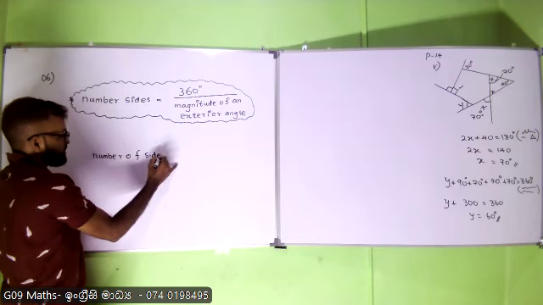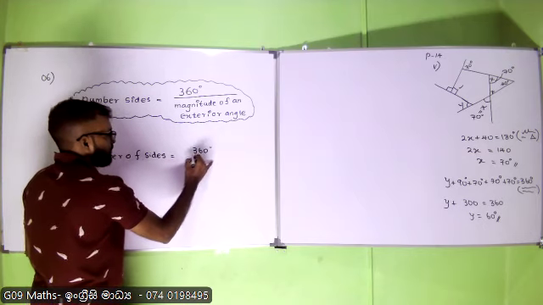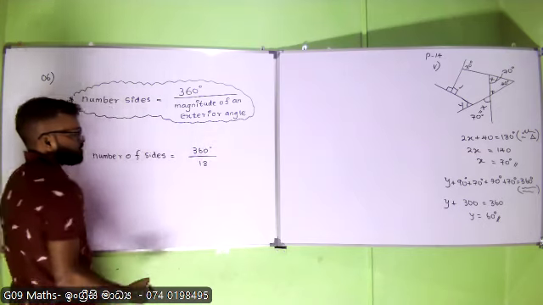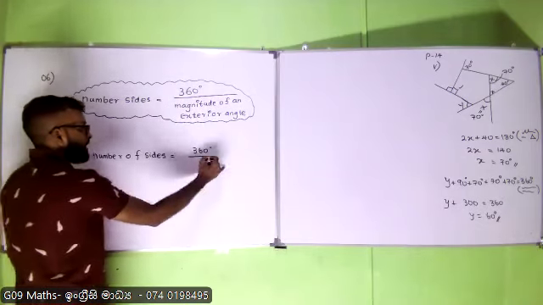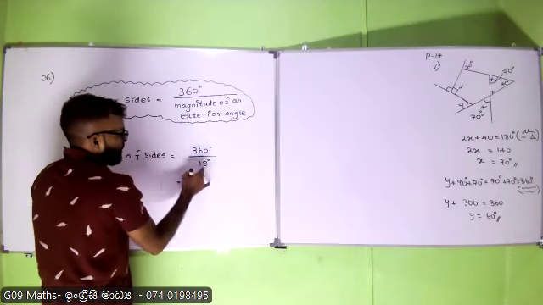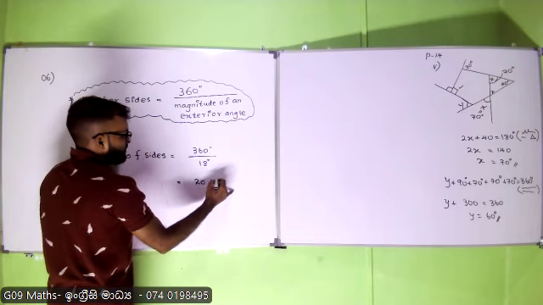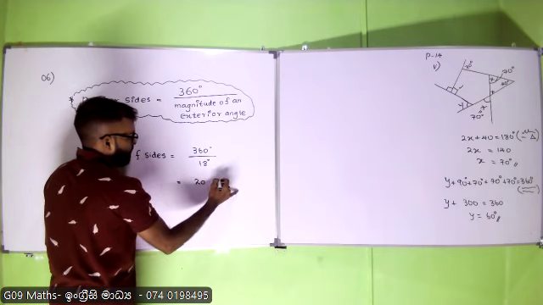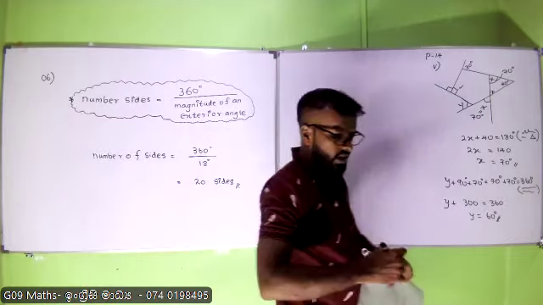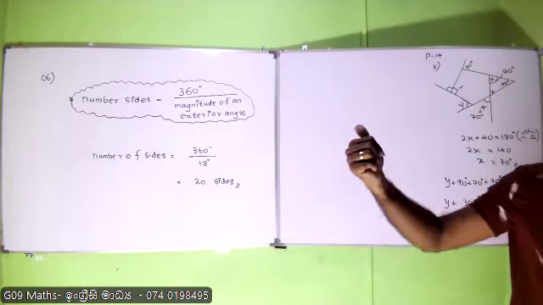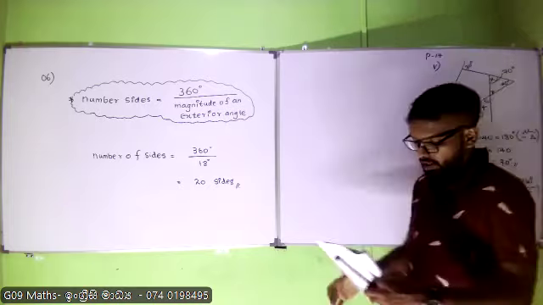For example, the number of sides equals 360 degrees divided by 18, because the magnitude of an exterior angle is given as 18 degrees. 18 times 2 is 36, so 20. So we have 20 sides. But easy, right? For your short questions, this type of thing can be there.